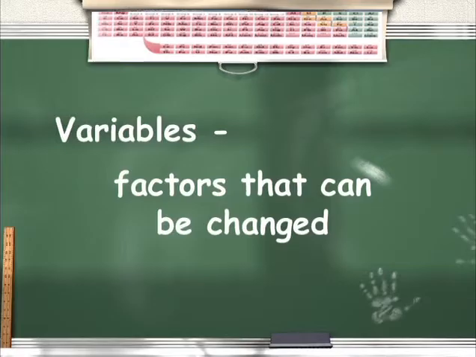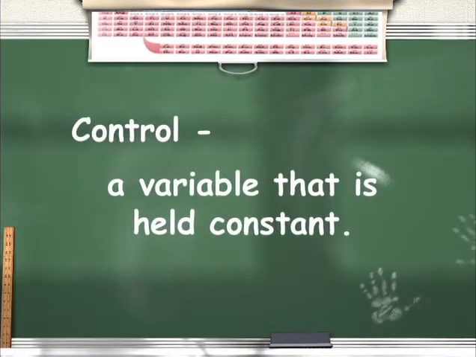Any factor that can be changed in an experiment is a variable. Too many variables can ruin an experiment, so some variables are not allowed to change. A control is a variable that is deliberately held constant. What do we mean by too many variables spoil the experiment? Well, if too many things are changing, you can't tell which change affected the result.